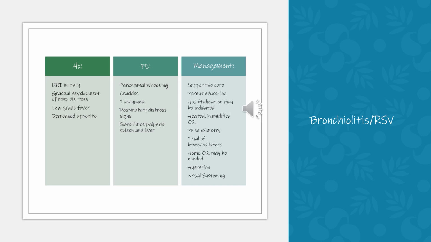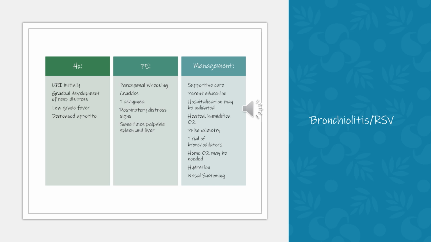So they're usually going to start with a URI initially, then they gradually develop respiratory distress, low-grade fever, and decreased appetite. You're going to hear paroxysmal wheezing, crackles, and tachypnea. They're going to have signs of respiratory distress. Sometimes they have a palpable spleen and liver.